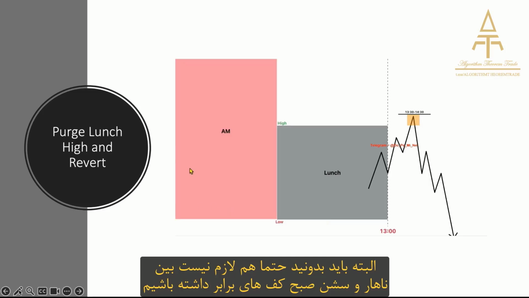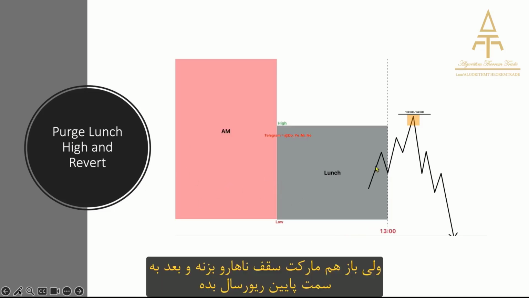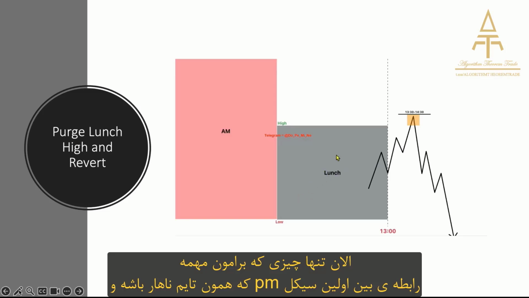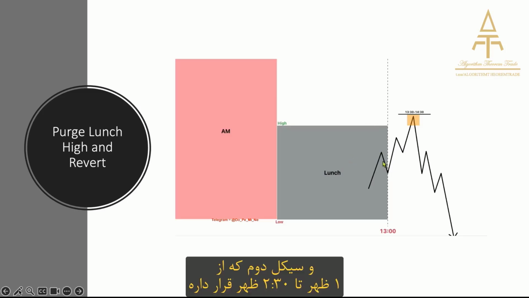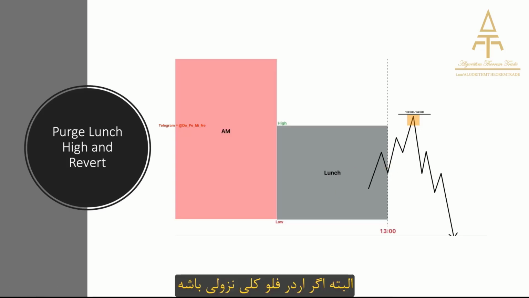It's important to note that it is not required for AM and lunch to create relatively equal lows for this scenario to unfold. It is also possible that lunch could already take out the AM lows and that the market would then still trade above the lunch high and then reverse above there. All we are looking at currently is the relationship between the first PM cycle, which is the lunch cycle, and the second PM cycle, which is from 1 PM to 2:30 PM. When that trades above the lunch high, we are looking for signs of a smart money reversal occurring above there if the higher time frame order flow is bearish.